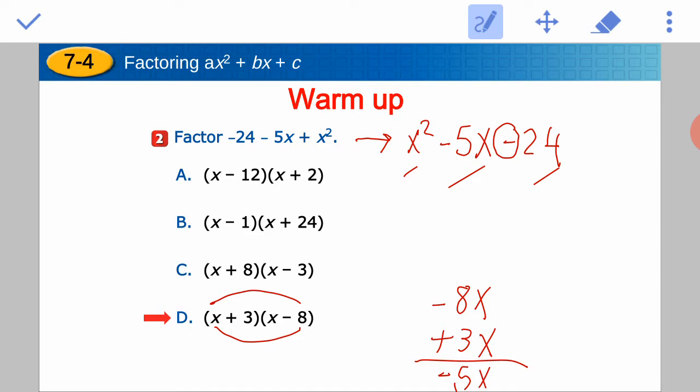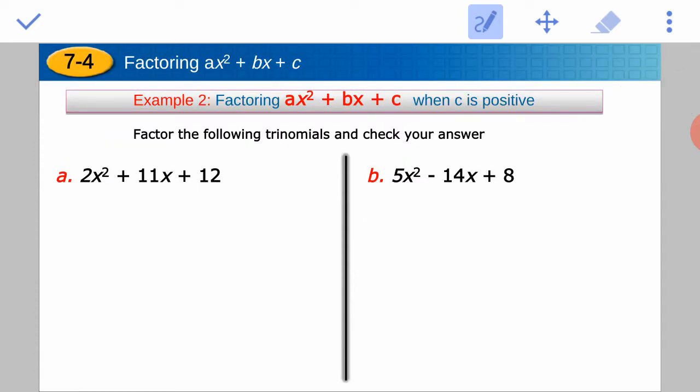This is exactly the middle term. So everything is perfect. Guys, remember in 7-3, we factored a trinomial in the form x squared plus bx plus c, so the coefficient of the first term was 1. What is the difference between 7-4 and 7-3? Only one thing. Today, you're going to start seeing a number in front of the first term. So guys, ax squared plus bx plus c.